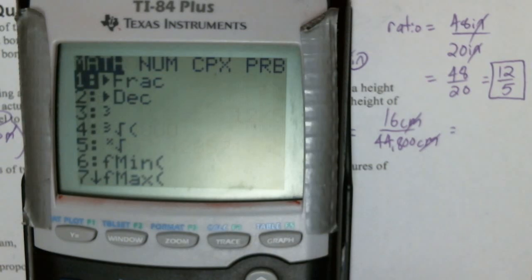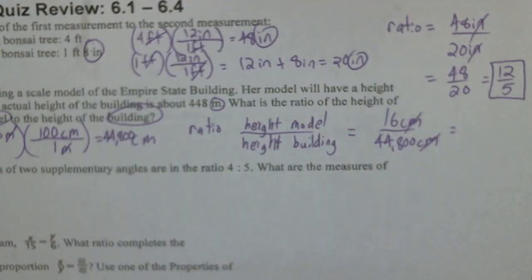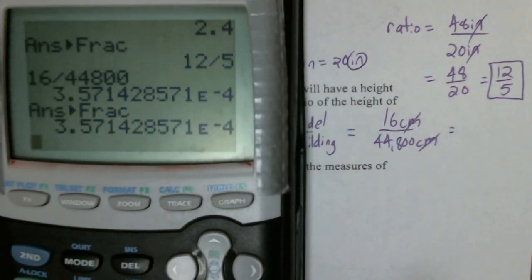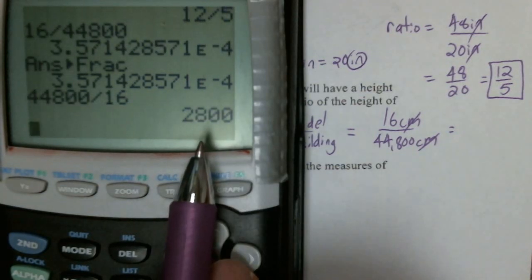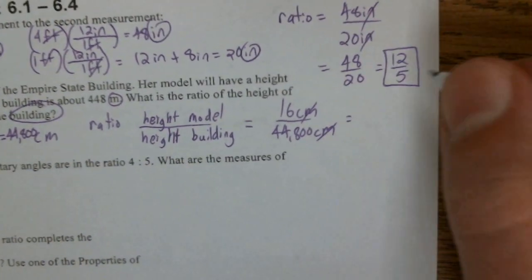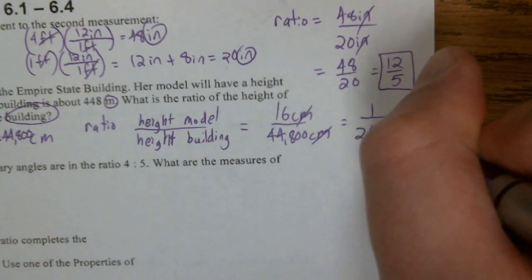Press math, enter, enter, and it converts it. Actually, this one doesn't convert it to a fraction for me because it leaves it in scientific notation. So in this case, this probably is going to be one that you need to do manually by hand. So let's see if the top and the bottom are divisible by 16. Let's divide 44,800 divided by 16, and that does go into it 2,800 times. So we're going to have to do this one the hard way because that's such a small number. So 16 goes into 44,800 2,800 times, so it's 1 over 2,800.